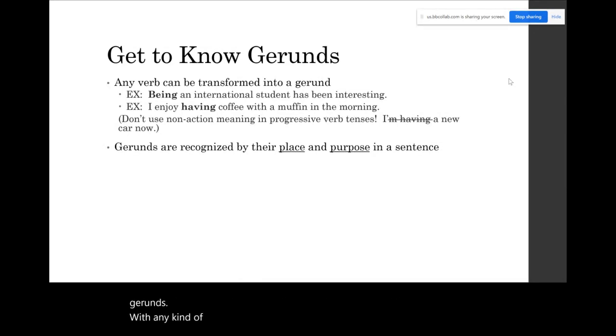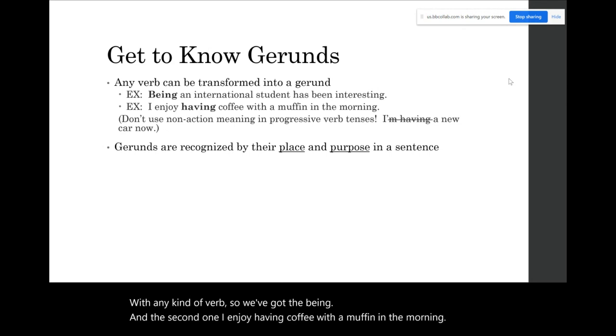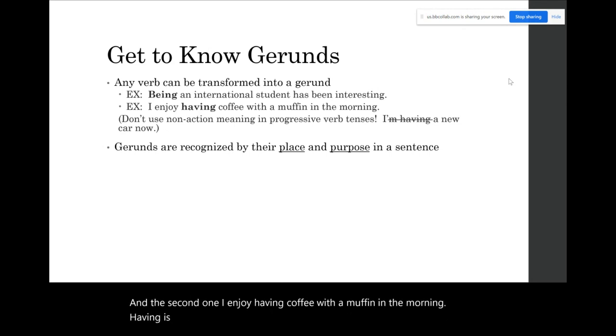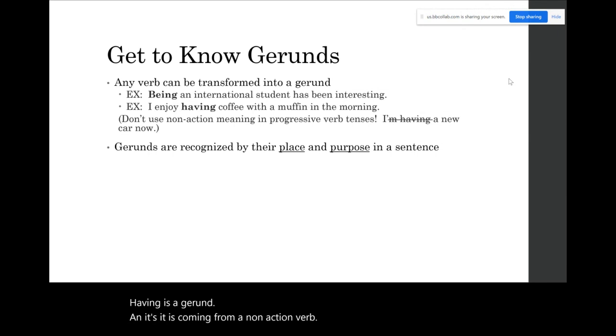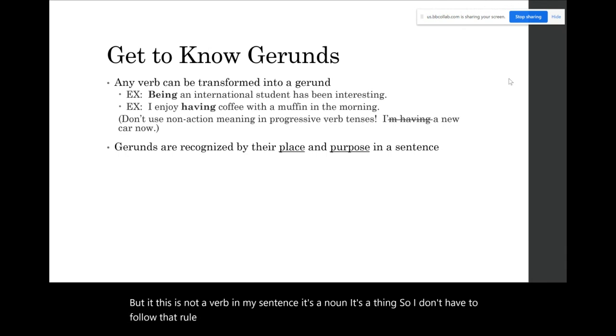So we've got the being, and the second one, I enjoy having coffee with a muffin in the morning. Having is a gerund, and it is a non-action verb, but this is not a verb in my sentence. It's a noun. It's a thing. So I don't have to follow that rule about the non-action verbs.